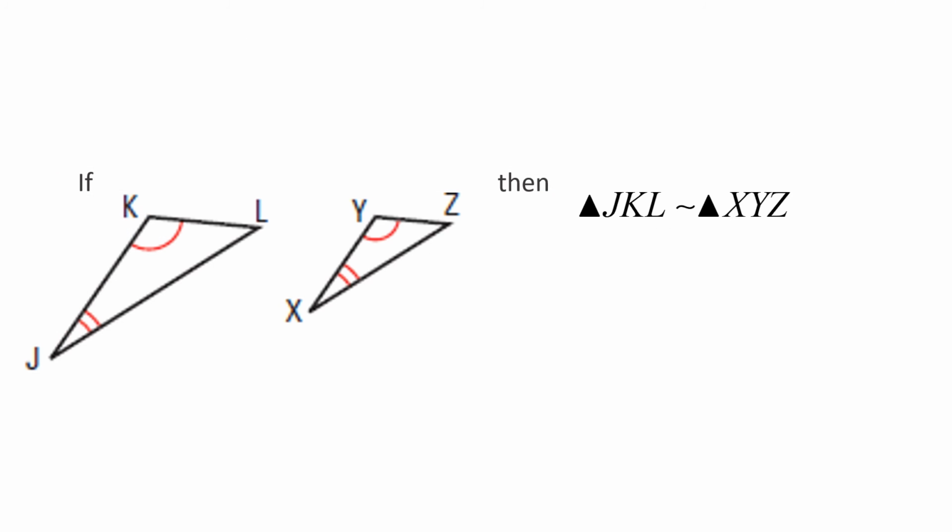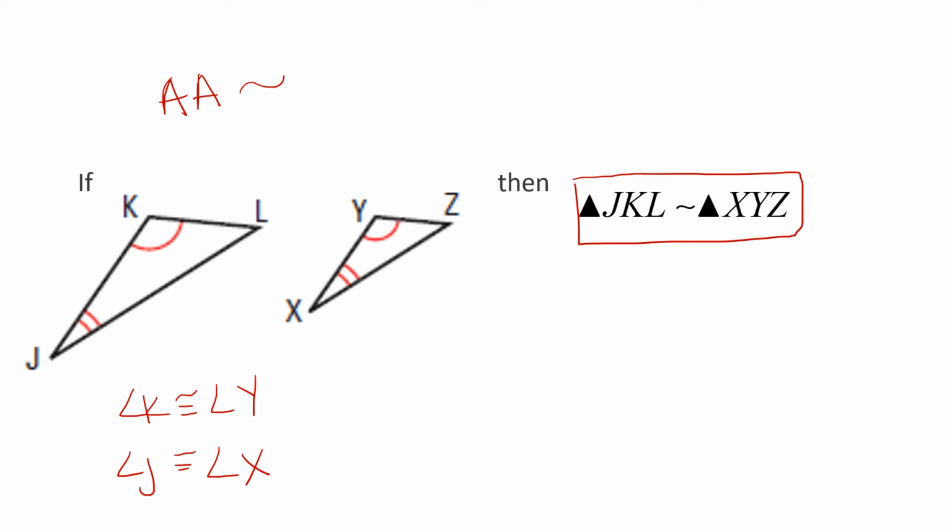So what AA is telling me is if I have two triangles that have two angles that are congruent, so right now we would have angle K congruent to angle Y, and we would have angle J congruent to angle X. So if this happens, then it's safe to say that those two triangles are similar. Notice this notation is subtly different from our congruency statements, but again, we would know these two are similar when I know that I have two angles that are congruent.